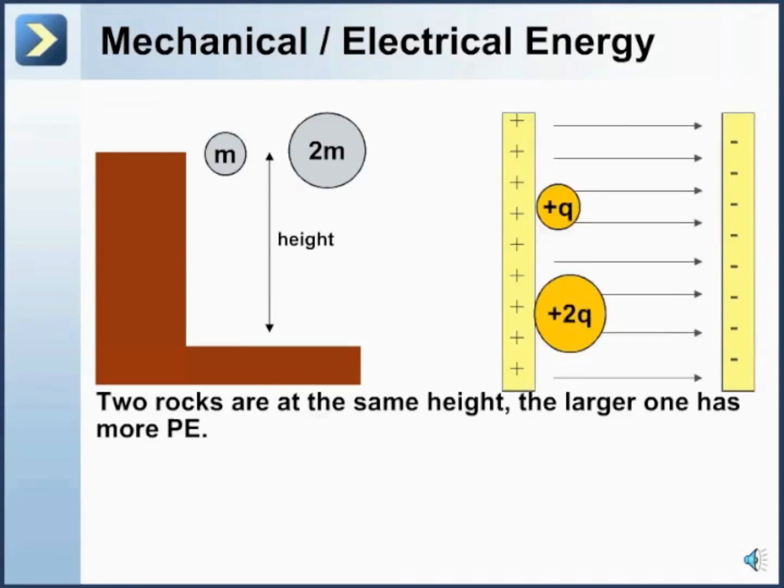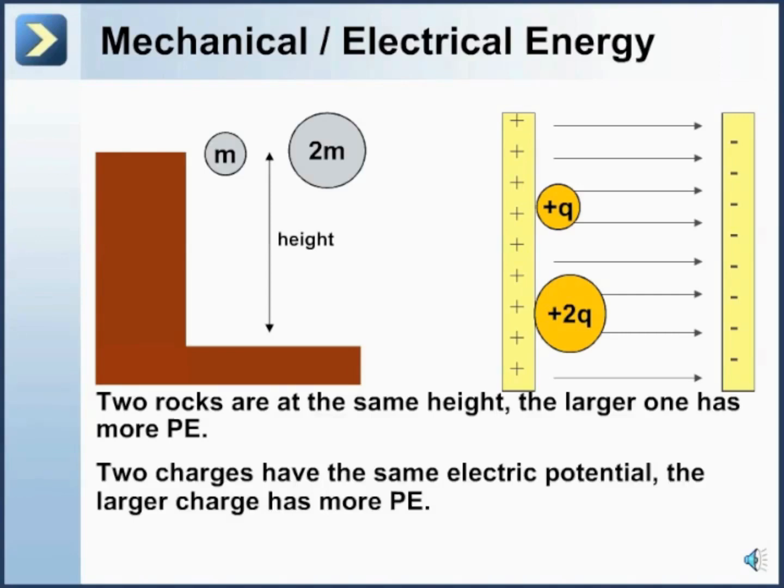Now, if we have an electric field, let's say we have this electric field with a charge of plus q and another charge of plus 2q, well, we can see that these positive charges want to go away from the positive side and towards the negative side. That's how they naturally want to go. And so having the positive charges held a certain distance away from the negative where they want to go is analogous to holding two weights a certain height above the floor, because the two weights want to fall. In the same way, these two charges want to go right. So these two charges have the same electric potential, but the larger one has more electric PE.